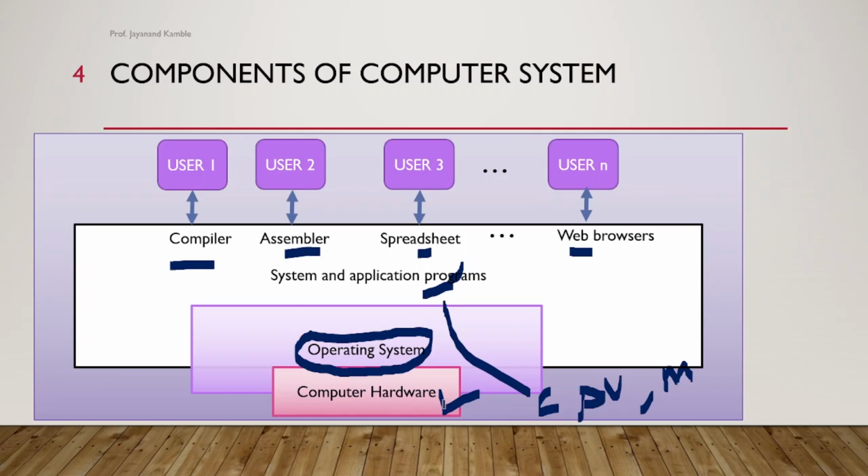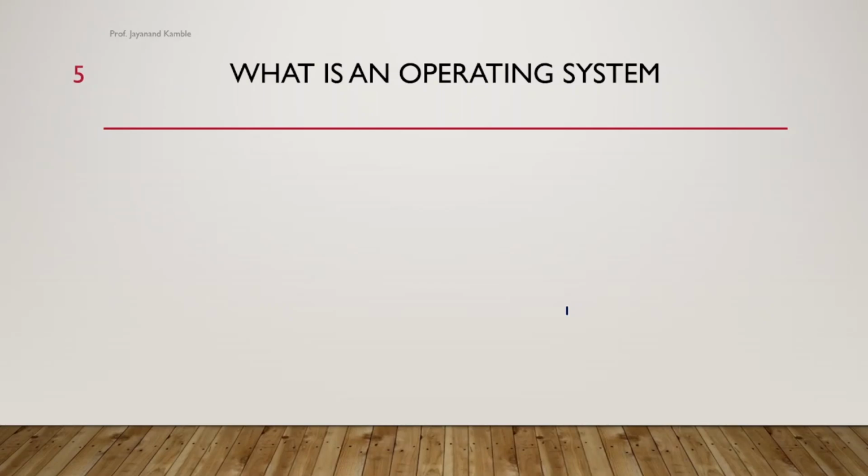Typical resources. Now when we talk about computer hardware or hardware resources, that includes, as I told, CPU, main memory, input output devices. And when we say operating system does a management task, it means it performs the scheduling of these resources to avoid conflicts and interference between the programs. Now let's talk about what is an operating system.